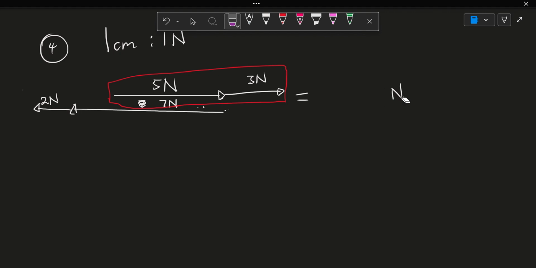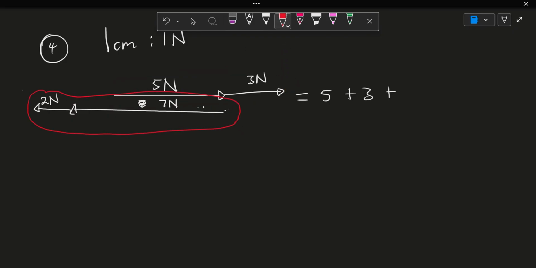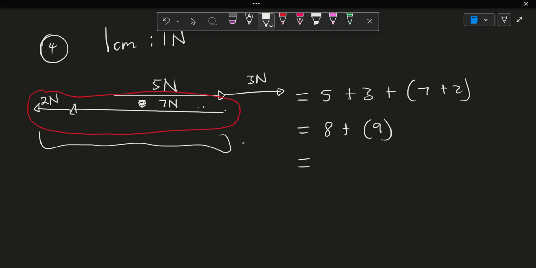So that's just 5 plus 3 plus. Now notice something. These two guys over here are in the opposite direction, right? But because they're in the same direction with each other, they actually add each other. So you'd have something like plus 7 plus 2. And that would be 8 plus 9. But remember, this 9 was the sum of the guys in the opposite direction. So I need to say 8 plus negative 9.